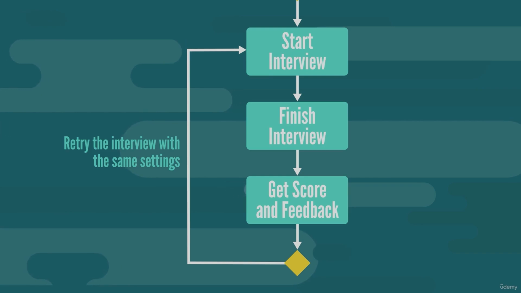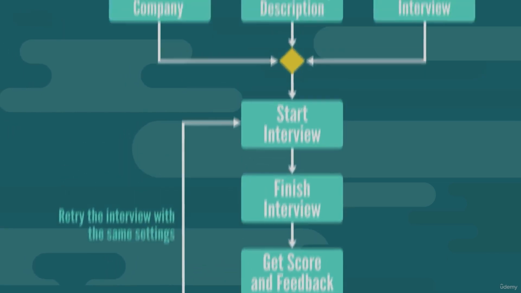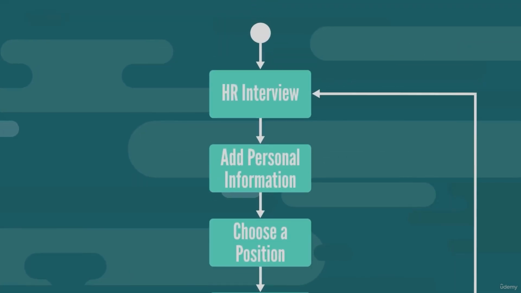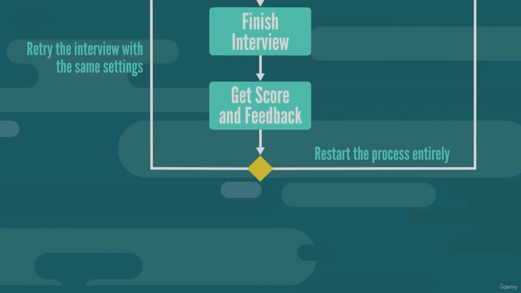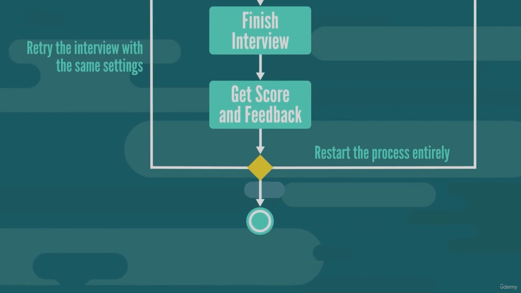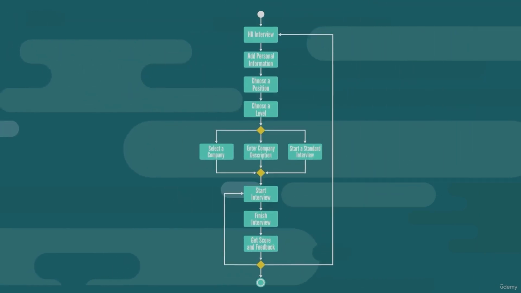The second option is to restart the process entirely. In this case, the user returns to the beginning, setting up the interview anew. These options lead to the endpoint, marking the conclusion of the HR interview process and completing the activity diagram. Great! We now have a clear vision of what we want to build for the final version of the HR interview product.